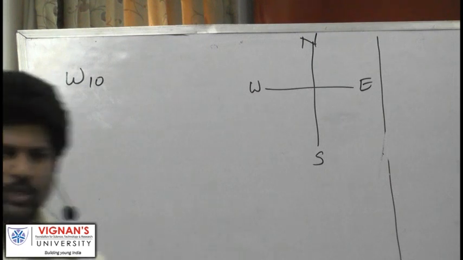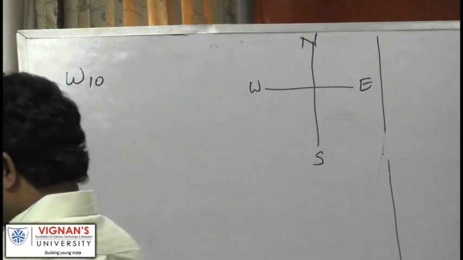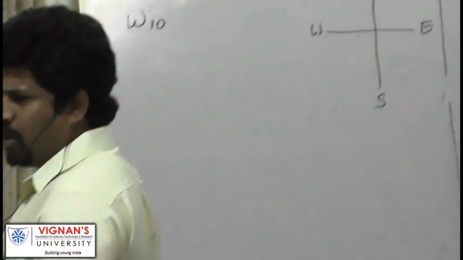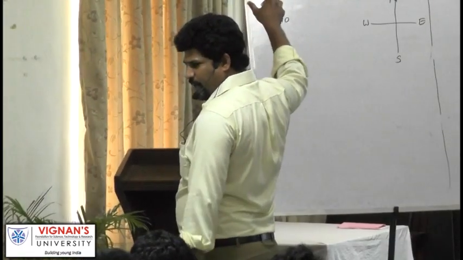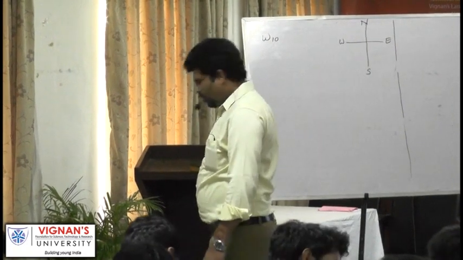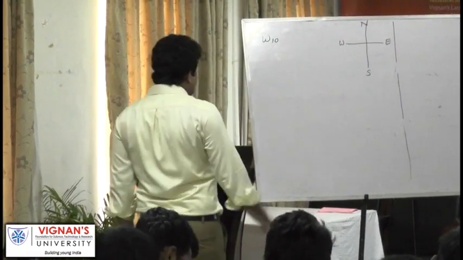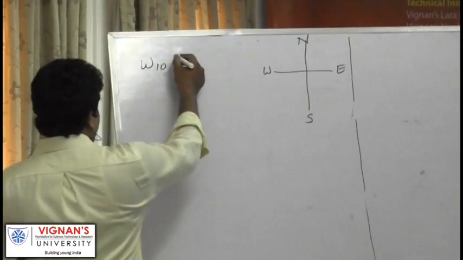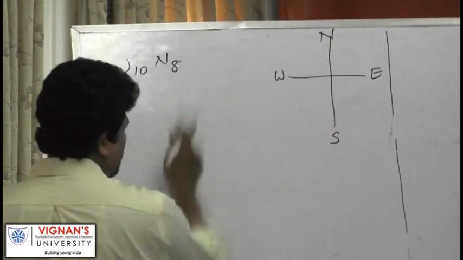Clockwise is to your right. Suppose I am going towards west. Clockwise is to my right, anti-clockwise is to my left. This is how the hands of the clock move. So he is moving west, turned clockwise 90 degrees, so he is facing north. How many kilometers did he travel in that direction? 8 kilometers.